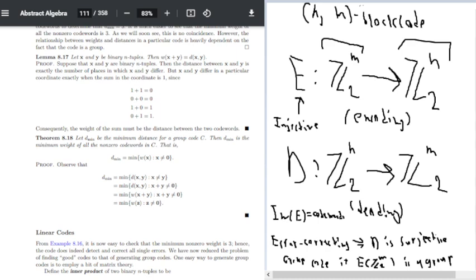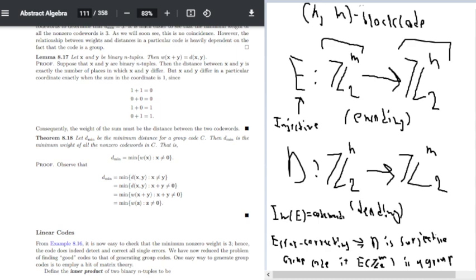So Lemma 8.17. Let x and y be binary n-tuples. Then w(x + y) = d(x, y). Proof. Suppose that x and y are binary n-tuples. Then the distance between x and y is exactly the number of places in which x and y differ. But x and y differ in a particular coordinate exactly when the coordinate sum is 1. Since 1 plus 1 equals 0, 0 plus 0 is equal to 0, but 1 plus 0 is equal to 1, and 0 plus 1 is equal to 1. Consequently, the weight of the sum must be the distance between the two code words.